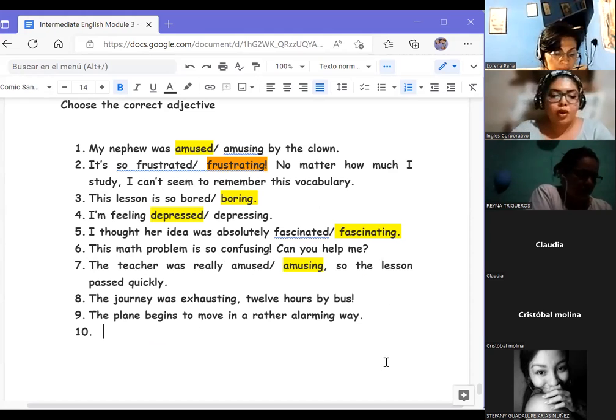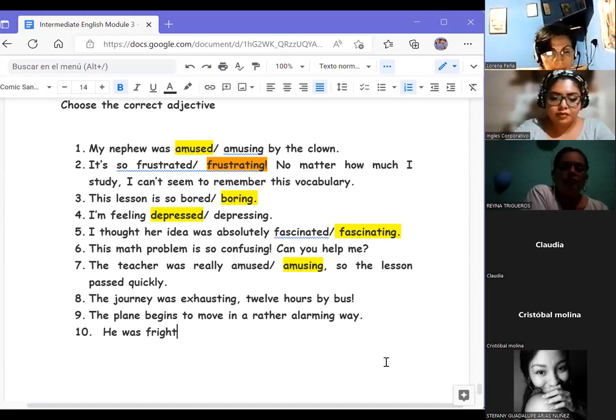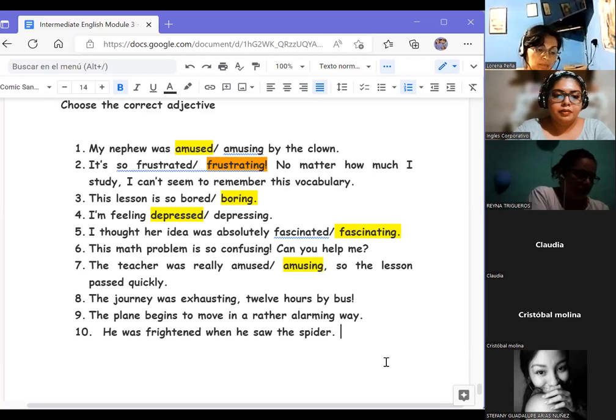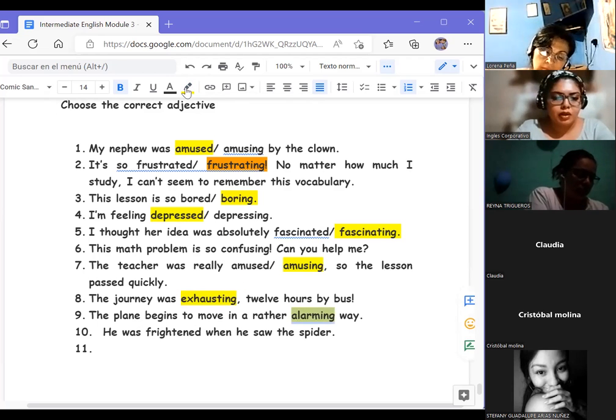Number 10, he was frightened or frightening when he saw the spider. He was frightened, good, when he saw the spider. In this case, he's feeling something.